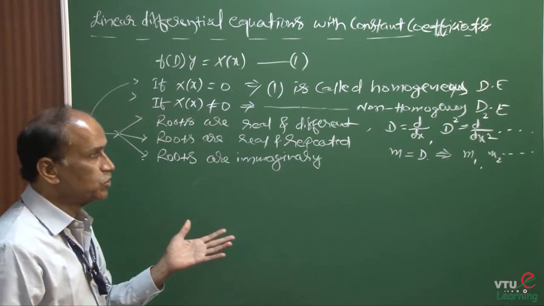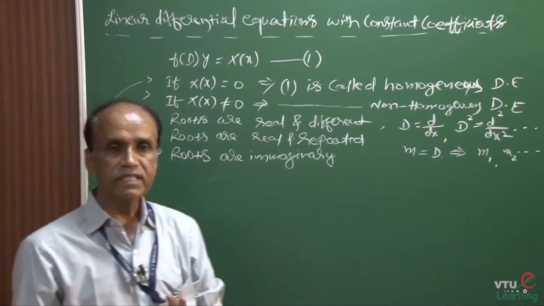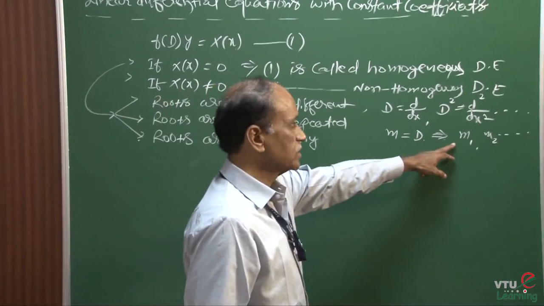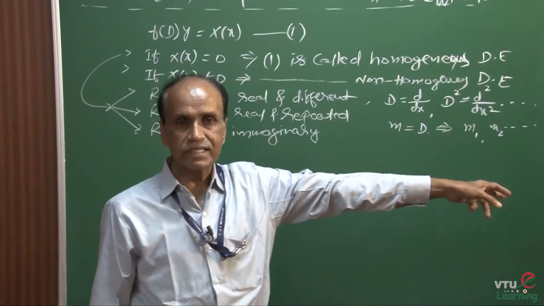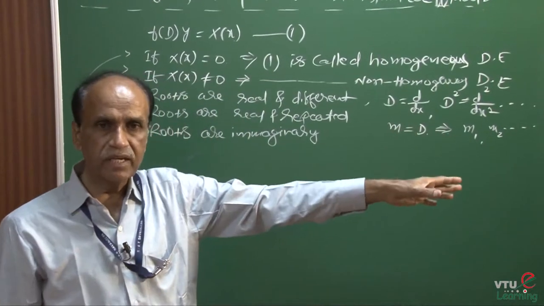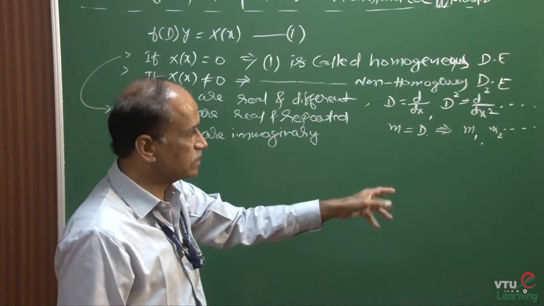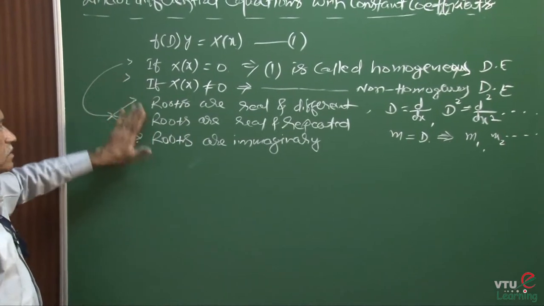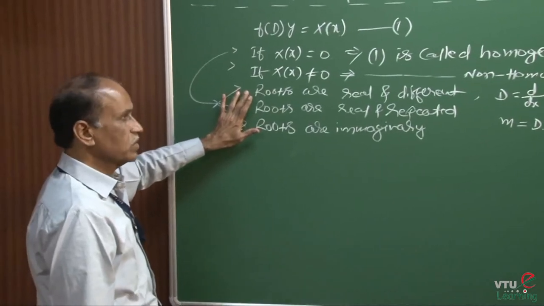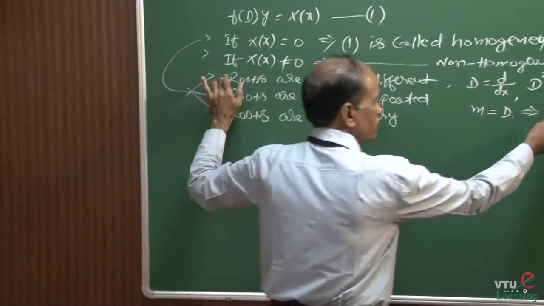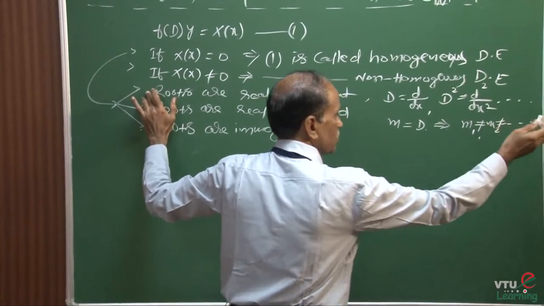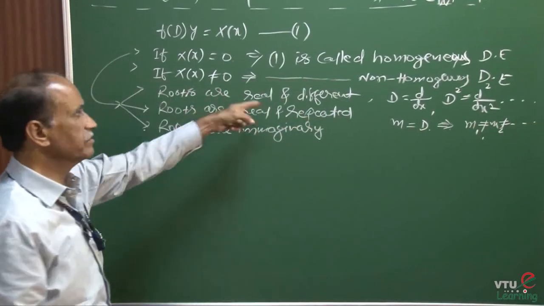Then each root will be taken for writing the corresponding solution. That means the solution for the first root is y1 and the solution for the second root is y2, followed by corresponding constants c1, c2, c3, c4, and so on. So, this is about roots being real and different. Real and different means m1 is not equal to m2, which is not equal to m3, and so on. That is the first case.